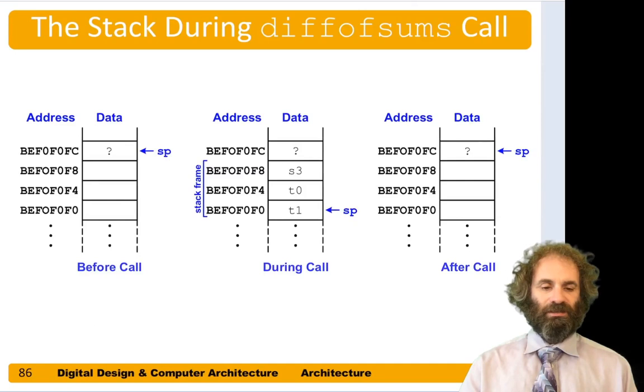Here's looking at the stack in picture point of view. Let's say the stack pointer was initially here, some top of stack, and whatever was on it from the previous function. Now we move the stack pointer down by 12 bytes, 3 words, and we put S3, T0, and T1 on the stack in that order. During the call, they're saved there, and after the call, the stack pointer moves back up to where it was.